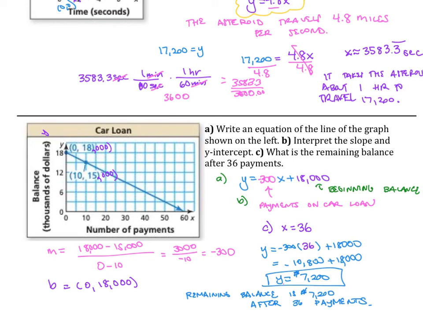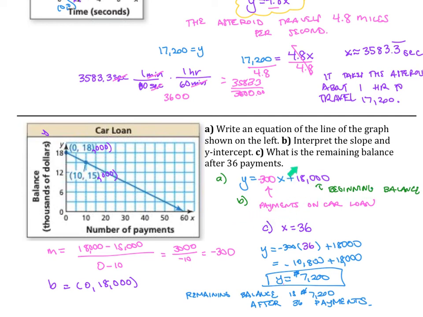And then the y-intercept, I could just look at the graph here. It labels it for us, which is excellent, and it's 0, 18,000. So I wrote my equation, y equals negative 300x plus 18,000. Now the negative 300, what that represents is the payment on the car loan. So how much are we paying each time? And then the 18,000 is the beginning balance of the car loan.